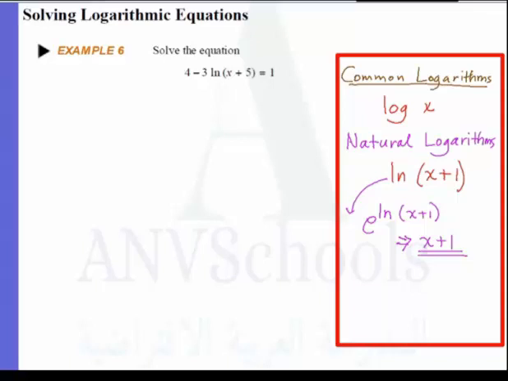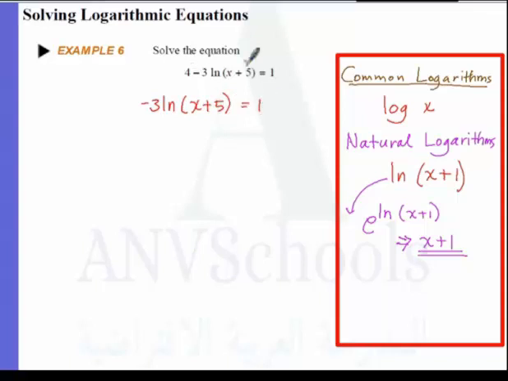So in this case, in this expression here, we have 4 minus 3 ln of x plus 5 is equal to 1. So first, what we need to do here is to rearrange the equation to isolate ln of x plus 5. And how do we do that? So this gives us negative 3 ln of x plus 5 will be equal to 1.